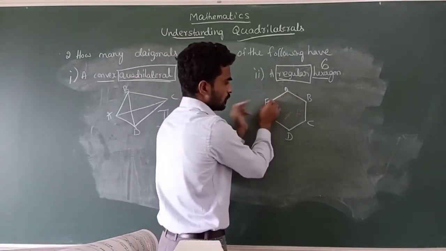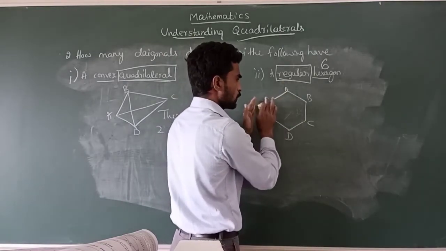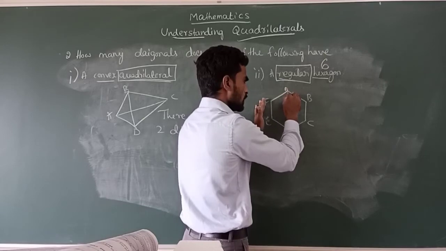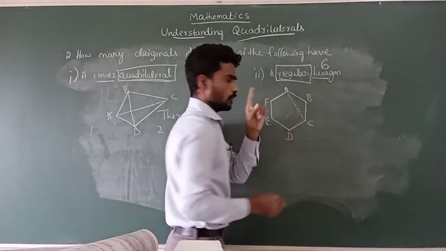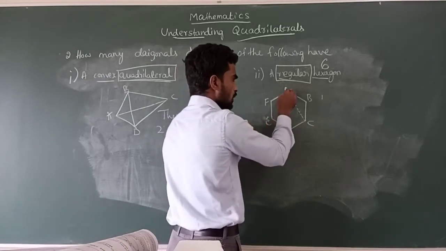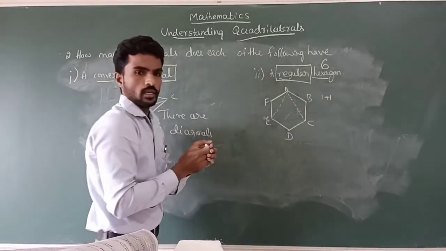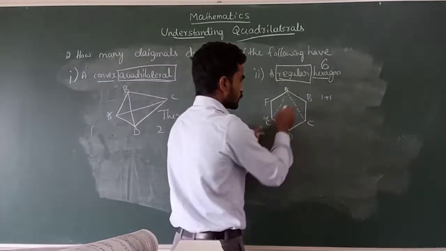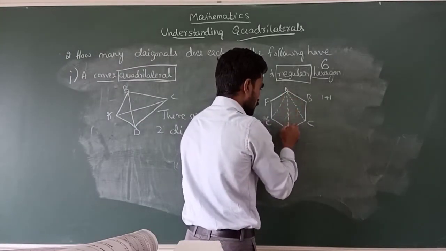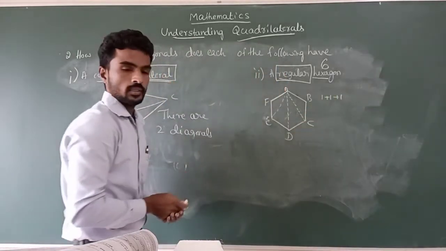Here A and F are two consecutive points, therefore it is not a diagonal. Then we join A and C, we get one diagonal, 1. Then we join A and E, we get another diagonal, 2, and also A and D is another diagonal, 3.